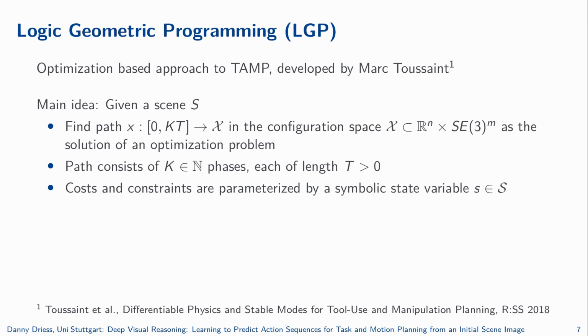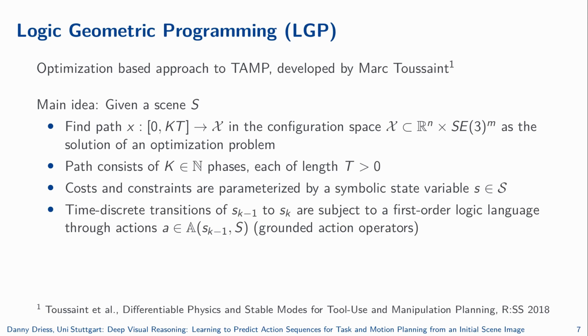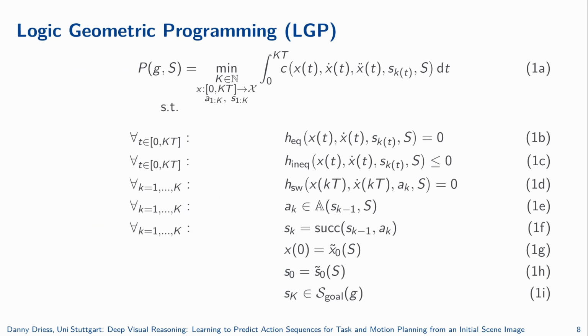Now the important part, the costs and constraints are parameterized by a symbolic state variable s, and the time discrete decisions between these states are subject to a first-order logic language through actions a, which are grounded action operators. The goal is specified symbolically by g. Then an LGP looks like that.